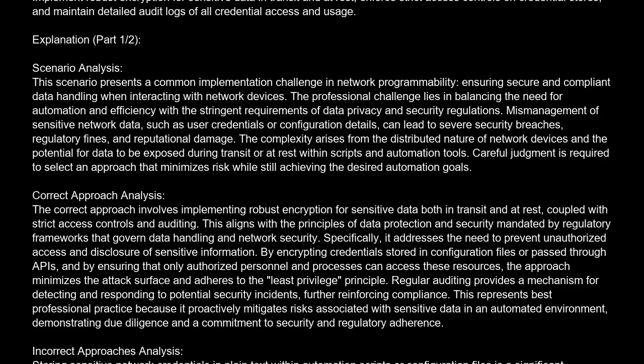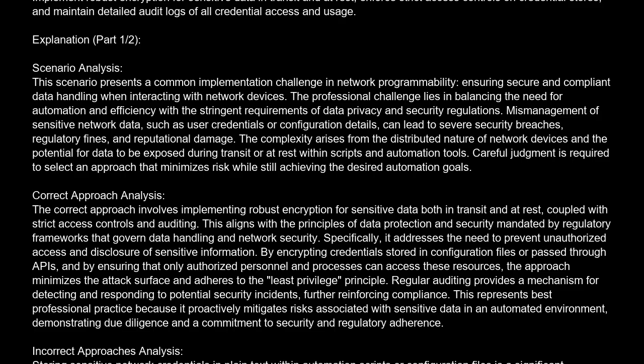Mismanagement of sensitive network data, such as user credentials or configuration details, can lead to severe security breaches, regulatory fines, and reputational damage. The complexity arises from the distributed nature of network devices and the potential for data to be exposed during transit or at rest within scripts and automation tools. Careful judgment is required to select an approach that minimizes risk while still achieving the desired automation goals.